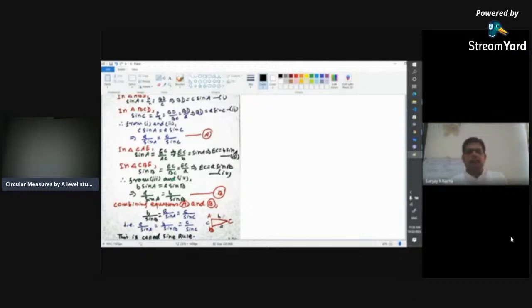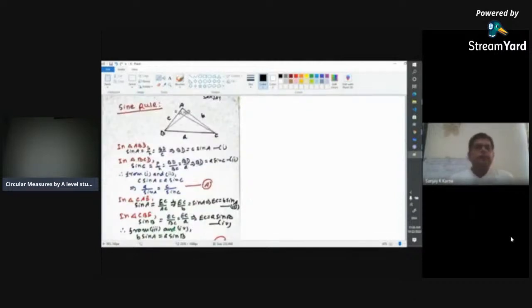Similarly, the length of AC, which is the opposite side of angle B, we express by a small letter b. And similarly, opposite to angle C is this length AB, so we denote the length of side AB by a small letter c.